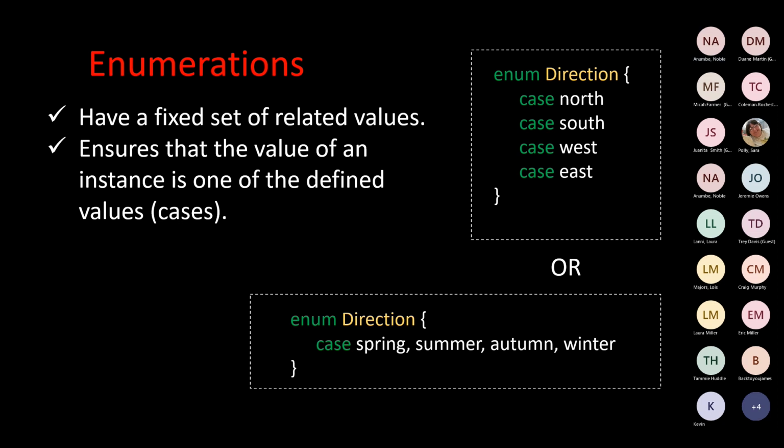So the point being that when you have a situation where you have a fixed set of related values, that's when you use an enumeration. At the end of the day, it helps you lock in that set. It ensures that the value of an instance is one of the defined values. So you can't go outside these instances. It's a fixed set of instances.